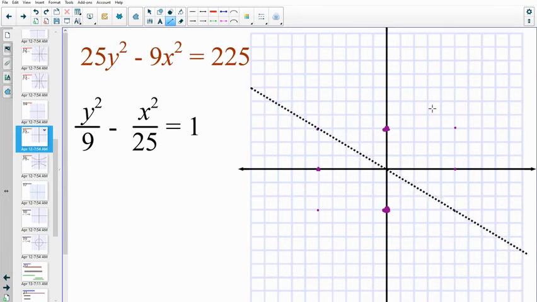So one asymptote going that way, another asymptote going this way. By the way, the equations for these asymptotes, the slopes are either positive 3/5 or negative 3/5, but they go through the origin. So just simply y equals plus or minus 3/5 x.